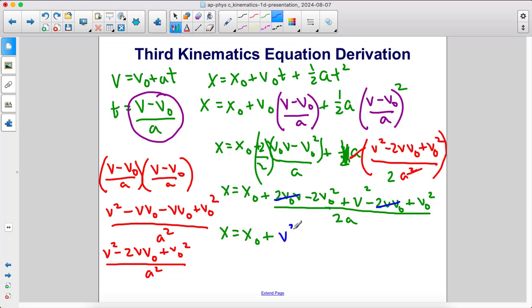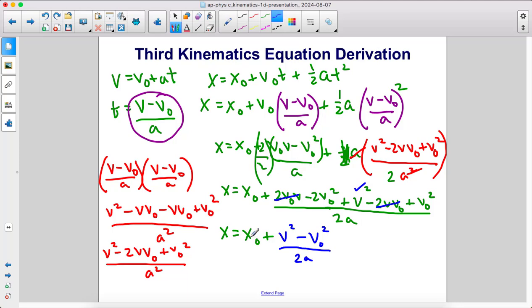So I'm going to put that here, v squared. Got it. Negative 2v naught squared plus v naught squared gives us negative v naught squared. So that's minus v naught squared over 2a. Okay, so we're solving this equation, remember, for v squared.